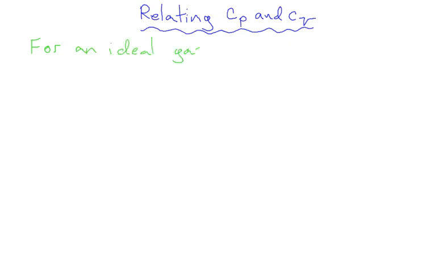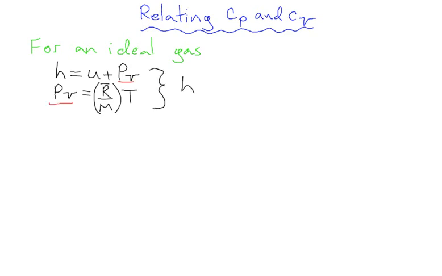For an ideal gas, well actually for any situation, we say that the specific enthalpy is equal to internal energy plus the pressure times specific volume. We also know for an ideal gas, the pressure times specific volume equals the universal gas constant divided by the molecular weight, times the temperature. We can make a substitution, and so we get enthalpy equal to internal energy plus universal gas constant divided by the molecular weight times temperature.